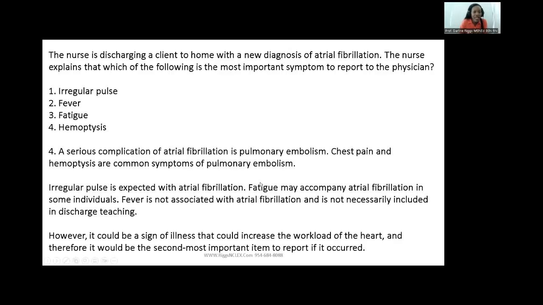The correct answer is hemoptysis. And let's go over why. It's what I've been saying over and over again. A complication of atrial fibrillation is the pulmonary embolism. So the hemoptysis is a sign of that. We expect irregular pulse, there may or may not be fatigue, and they don't usually get a fever with this. So the hemoptysis, I would need to report that. Those are signs of pulmonary embolism. We want to prevent these little clots. Great question. It just goes to show you know what's going on pathophysiologically with this disorder.